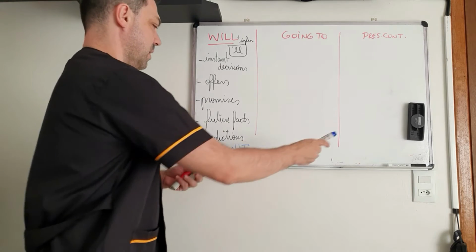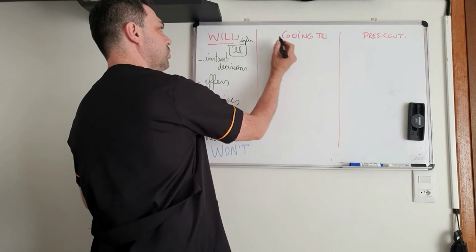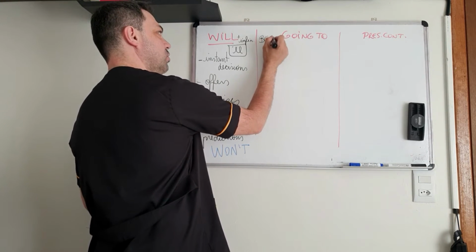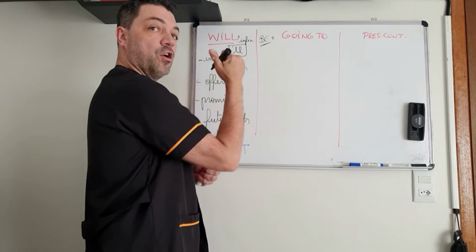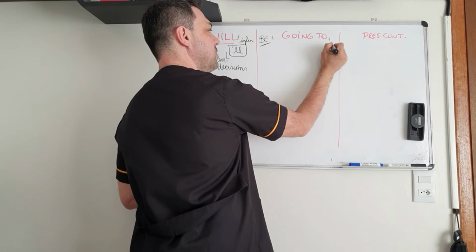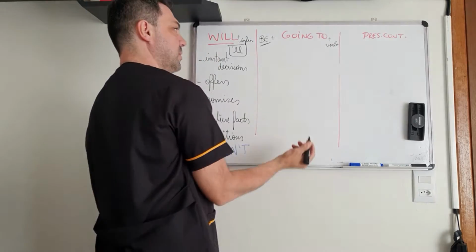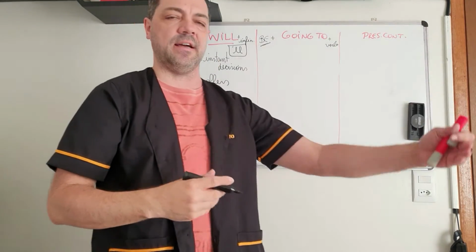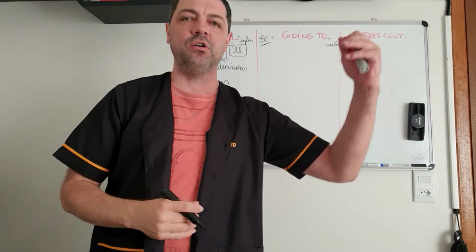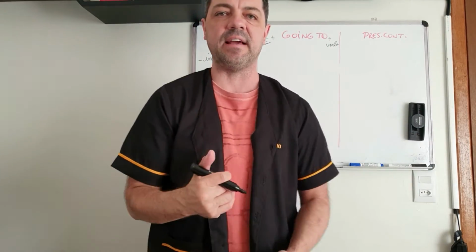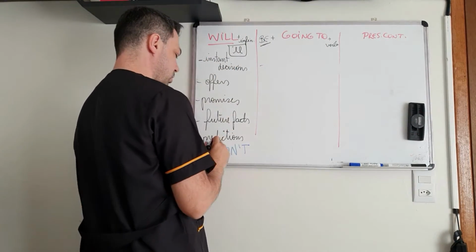Okay, guys? We can also have going to. Remember that when you have going to, you need verb to be before going to. And you need another verb after going to. I'm going to study. I'm going to dance. I'm going to teach you now. That's the idea. When do you use going to?